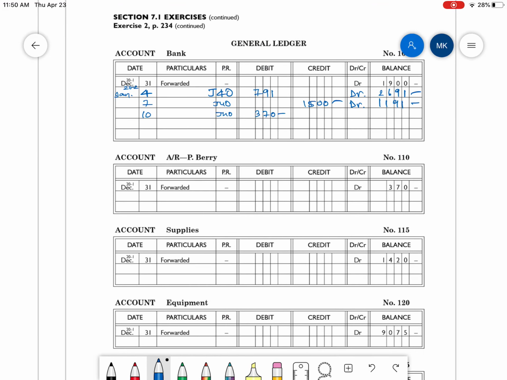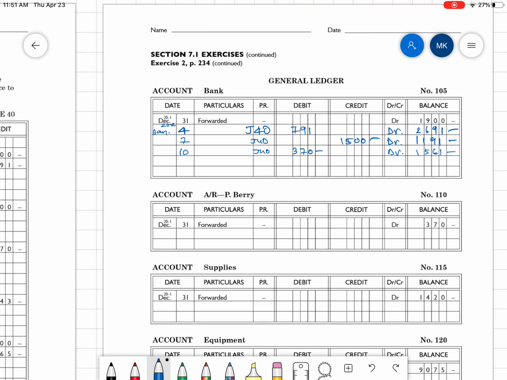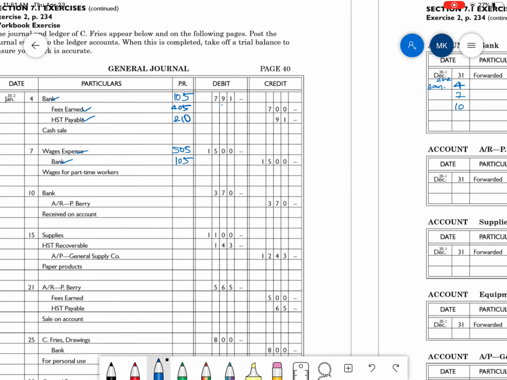You already had 1191 on debit and you still have more debit, so debit and debit gets added, so you have debit balance of 1191 plus 370, that is 1561. Okay, now this account number is 105, so on bank you simply write 105.